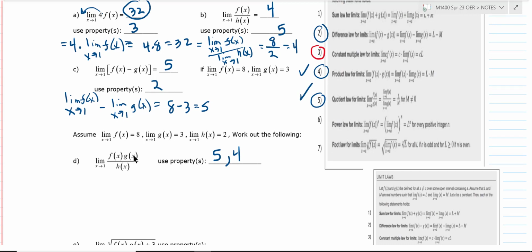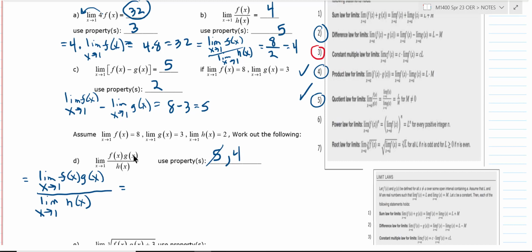Now, what I prefer students do is to do this in this order. We're going to work with the fraction first. So we're going to do the limit of f of x times g of x. Just don't do anything with that. Don't separate that up. Just do the quotient law first of all. So we're going to do that, and then we're going to divide that by the limit of h of x. So that's what the quotient law tells us that we can do. That would be what property 5 is telling us, just like we had on problem B a minute ago.